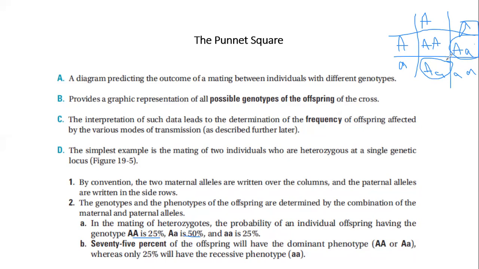75% of the offspring will have the dominant phenotype because they contain the uppercase A, as you see. So every 3 from the 4, this is 75%, and only 25% will have the recessive phenotype. Yes, because you know that the recessive phenotype is only expressed in the homozygous combination like this.